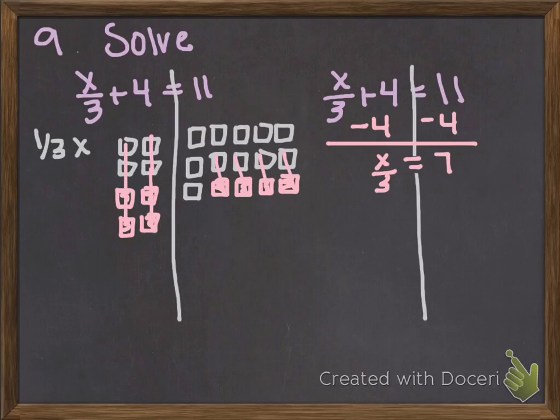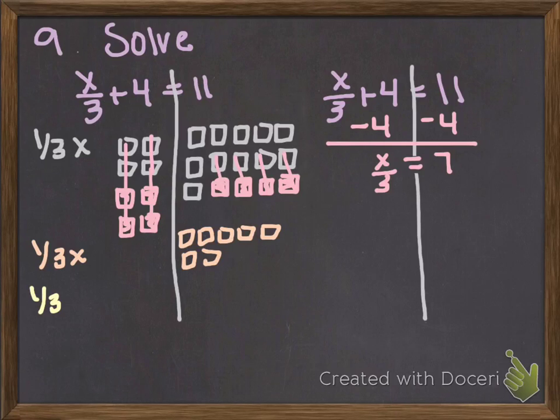And then in your regular equation, you would subtract 4 on both sides, and you get x divided by 3 equals 7. The next step is I've got 1/3 x, and I need a whole x. So I'm going to add another 1/3 x. When I do that, I have to add 7 to the other side. Now I have 2/3 x, so I'm going to add another third for my whole, and I get another 7.